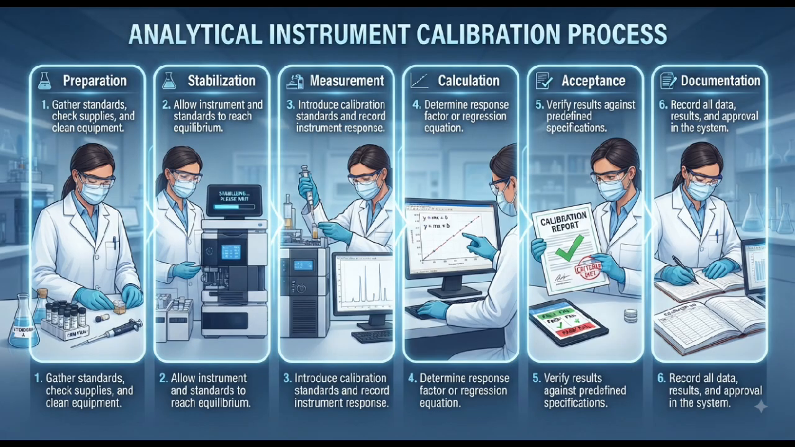Calibration execution. The calibration should then be performed according to the approved procedure. The general sequence is: first, prepare the instrument and required materials. Second, allow the system to stabilize as specified. Third, perform the individual calibration parameters. Fourth, record the raw data. Fifth, calculate the result. Sixth, compare the result against the predefined acceptance criteria. And finally, document the complete activity.